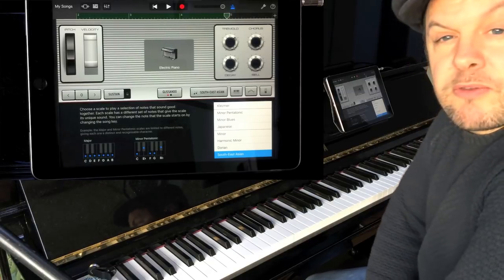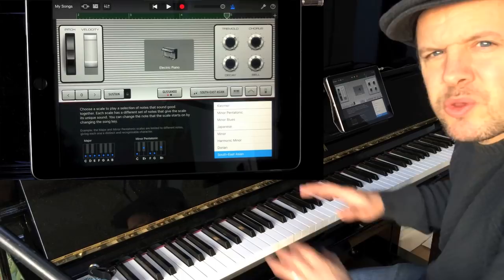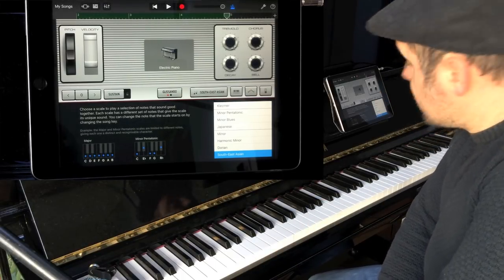And so I hope you've enjoyed that demo, and I hope it made some sense in context of the sort of styles and, of course, the acoustic piano as well. So there we go.